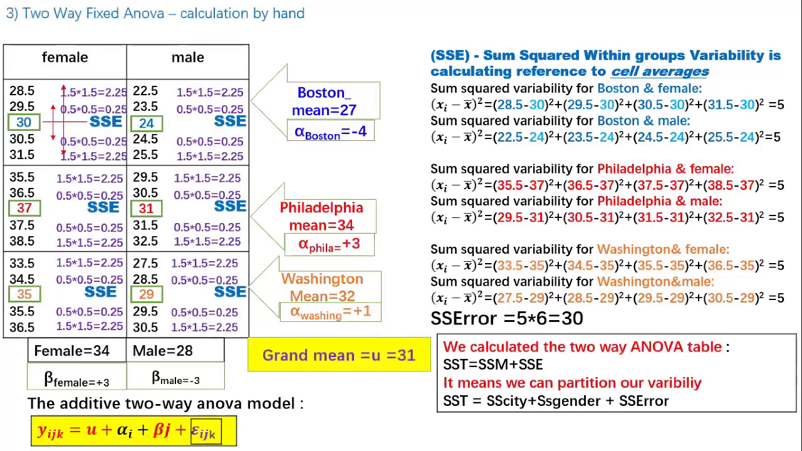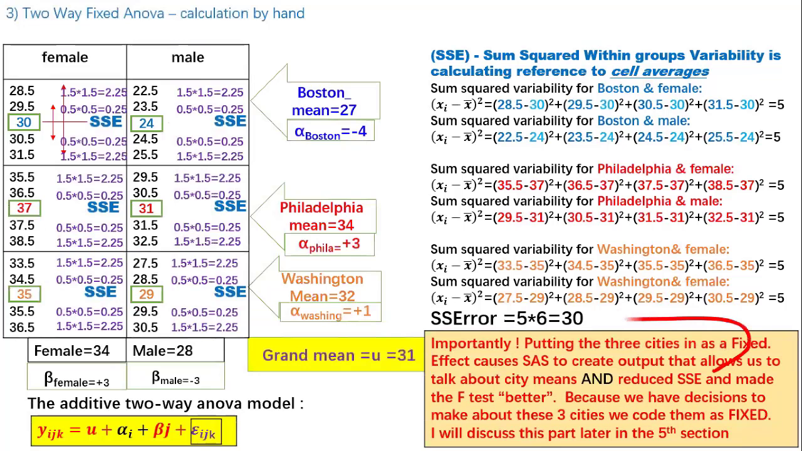We calculated the two-way ANOVA table: sum square of total equals sum square model plus sum square of error. It means we can partition our variability. Sum square of total equals sum square of city plus sum square of gender plus sum square of error. Importantly, putting the three cities in as a fixed effect allows us to talk about city means, reduces sum square of error, and makes the F-test better. Because we have a decision to make about these three cities, we call them fixed. I will discuss this part later in the fifth section.